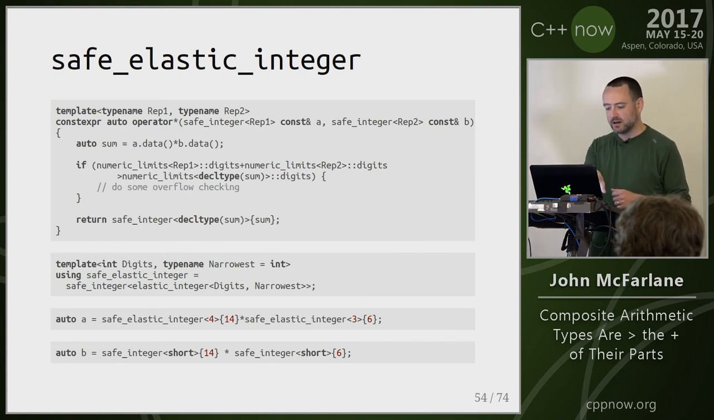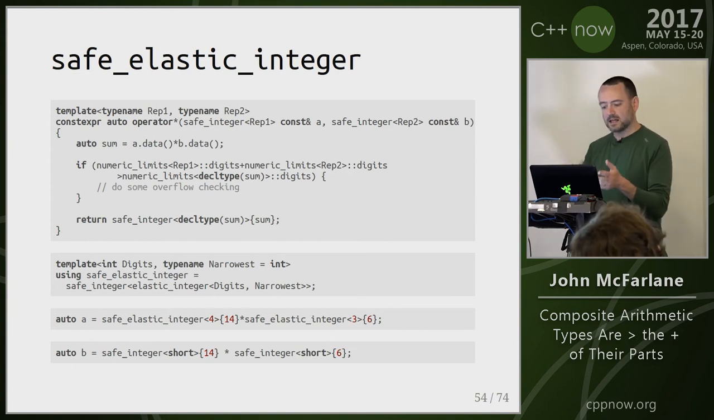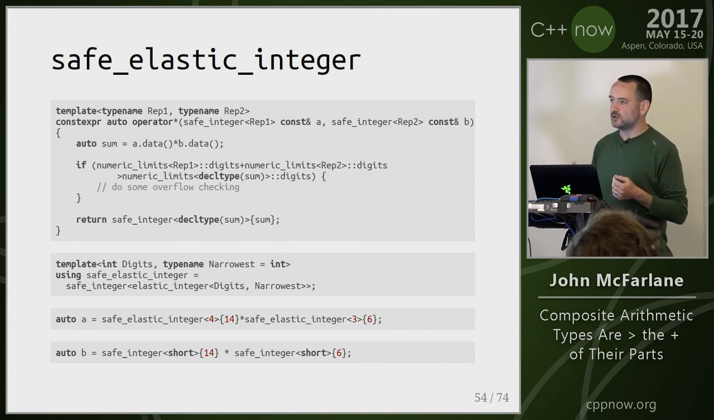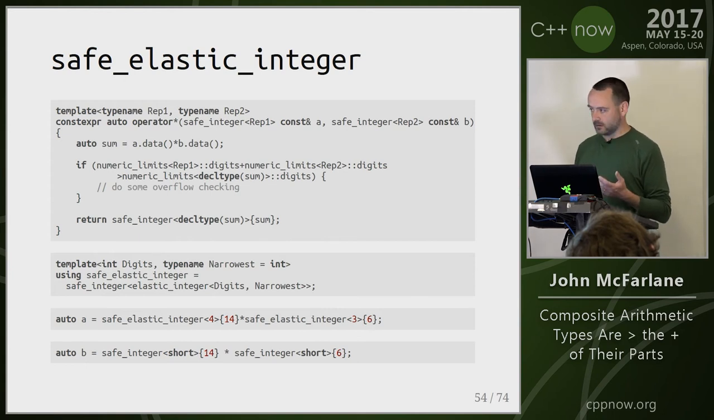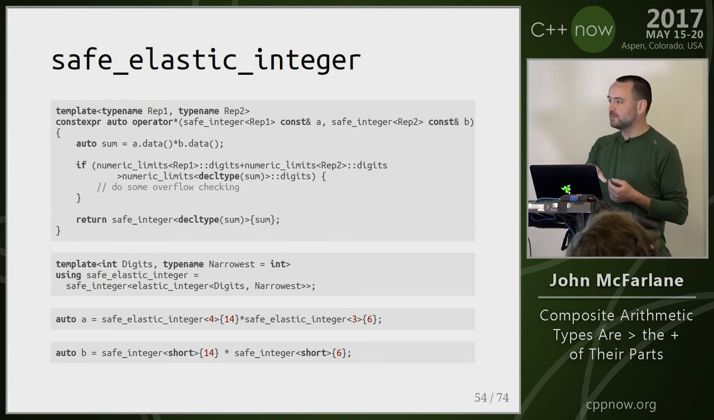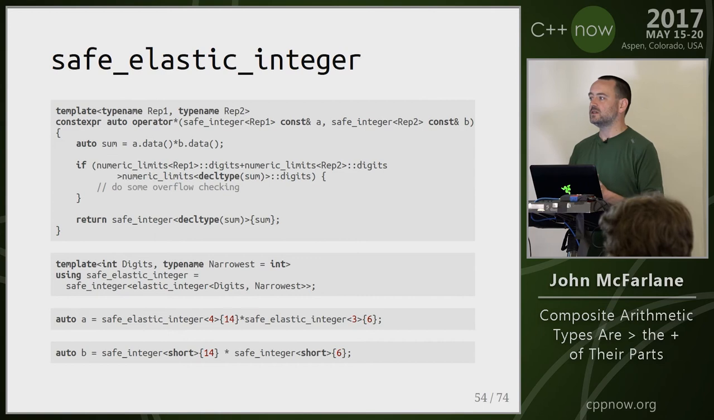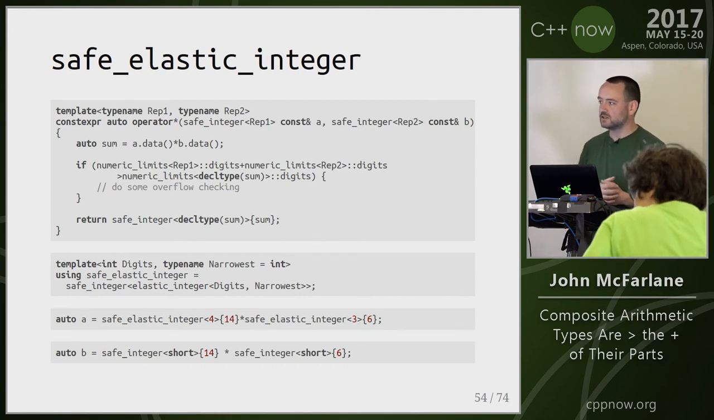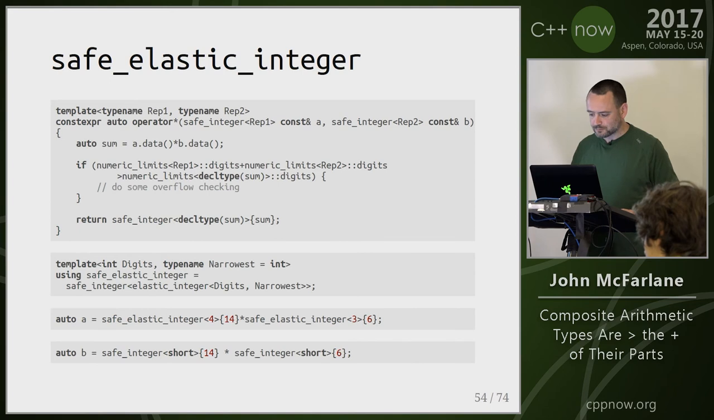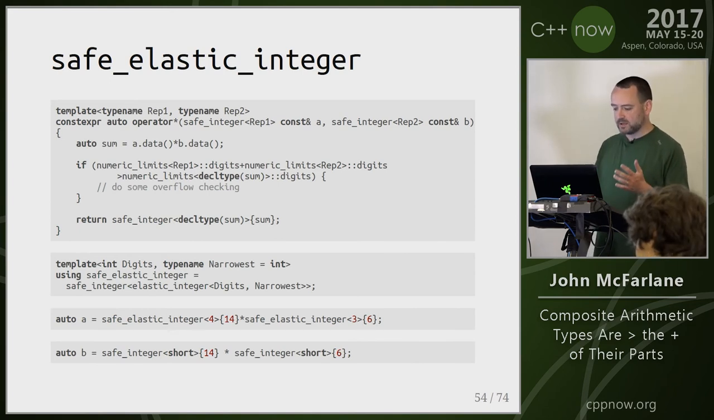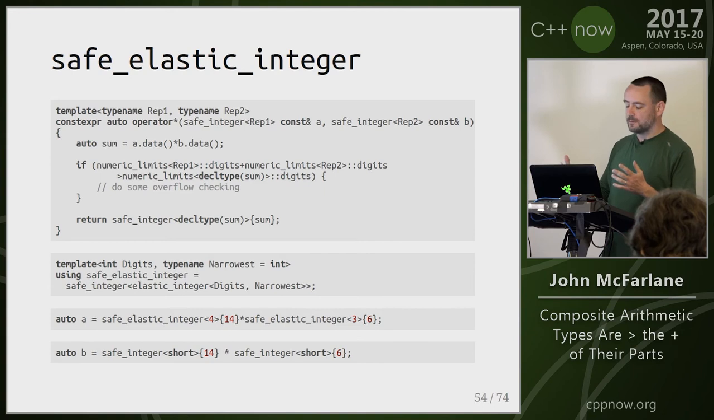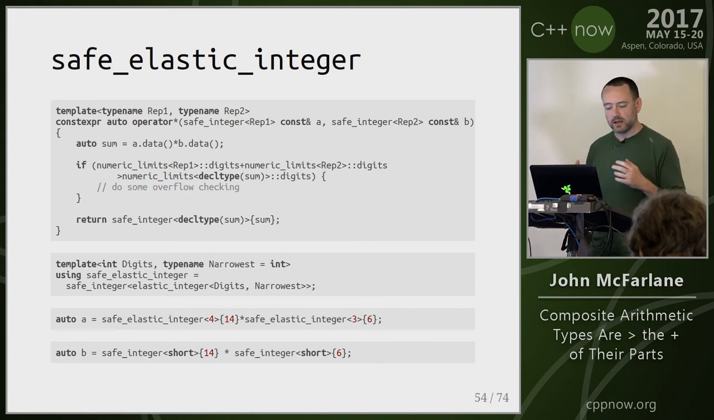I mean, one thing I could do in the overflow checking is cast A data and B data to an infinitely wide type, multiply them, then compare to sum. So it's quite possible to just fill in that comment with something that does, possibly inefficiently, but does catch overflow. Right, so here we see if you design your types well, they work well together. They work well in conjunction with fundamental types.